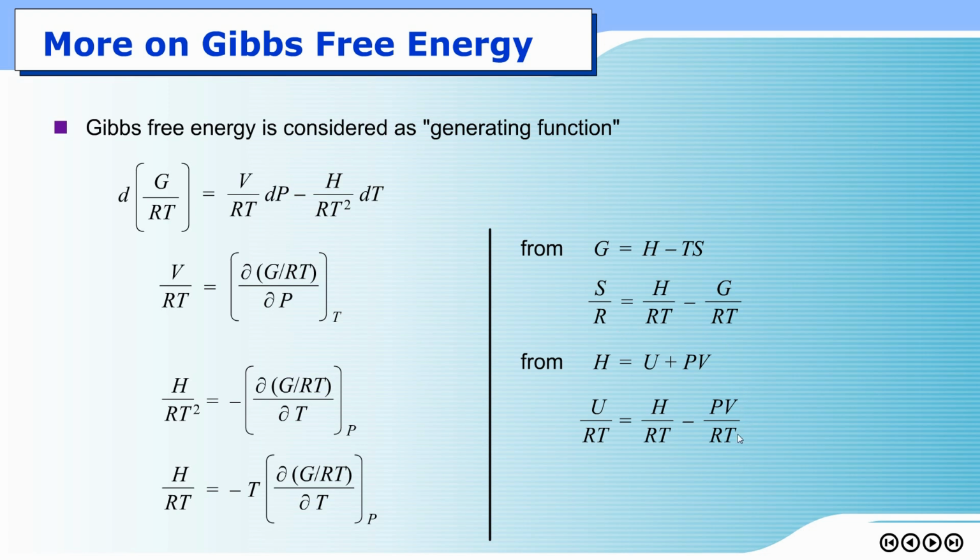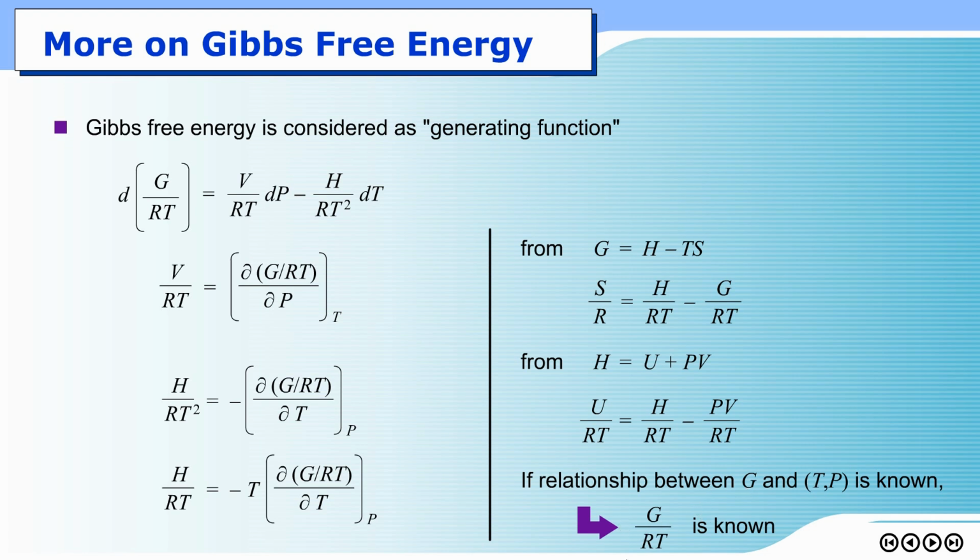Why am I doing this? Let's say the relationship between Gibbs free energy and temperature and pressure is known. If you can write an equation for Gibbs free energy as a function of temperature and pressure, then G over RT is considered a known relationship. That means G over RT here and here are known, right? Once you know the function, then you can do differentiation, if you know how G over RT can be written as a function of temperature and pressure.